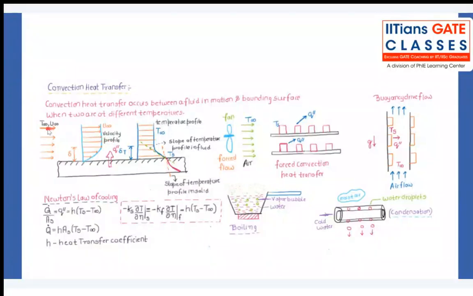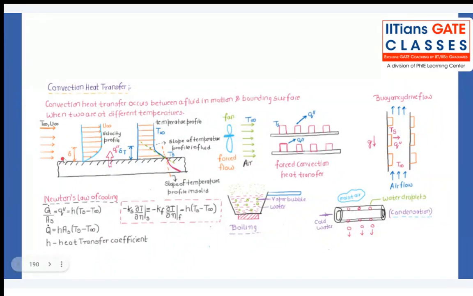And this mechanism by which the energy is getting transferred from the hot surface to the fluid is called convection heat transfer. Convection heat transfer happens between a fluid in motion and a bounding surface. This fluid is flowing over the hot plate, the top surface of the heated plate. So convection heat transfer is happening because there is a fluid motion over a heated plate, and the fluid and the plate are at different temperatures.